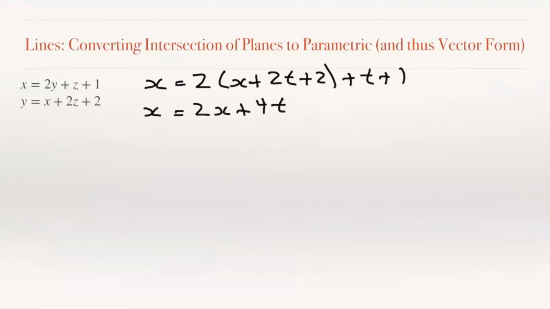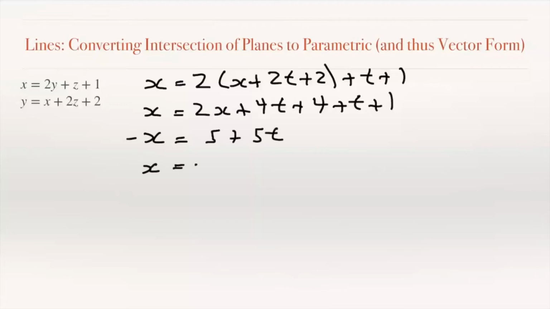And expanding that, we have this. And then moving x to the other side, we have this. And therefore, x is -5 minus 5t. Oh, and that looks an awful lot like a component of a parametric form. That's like the x part, and then a part of the scalar times the vector v times t.